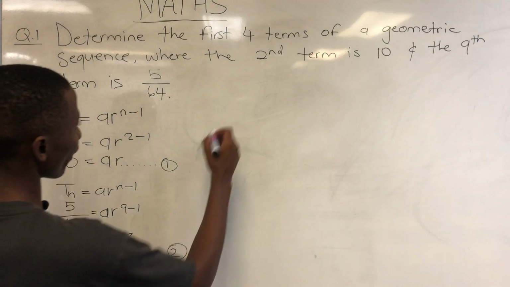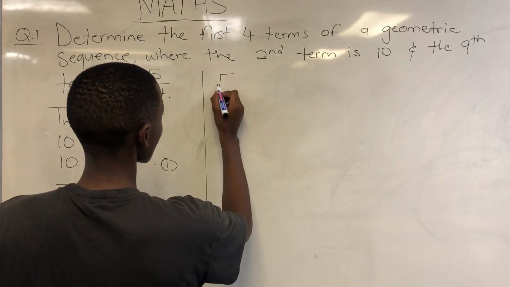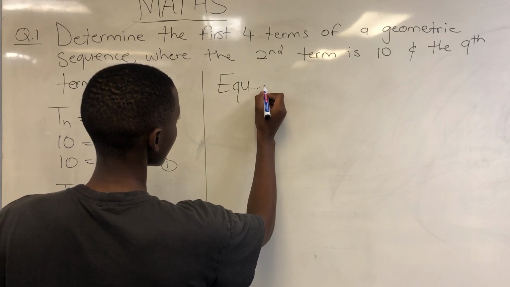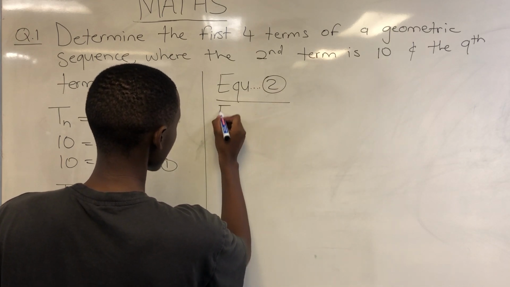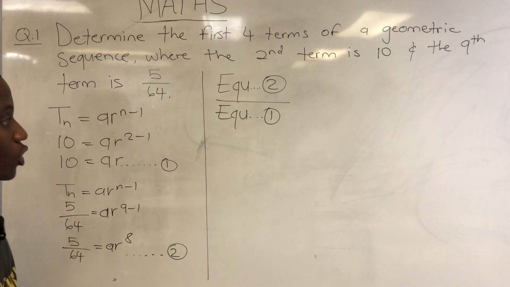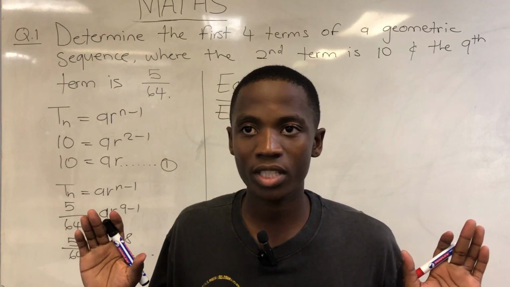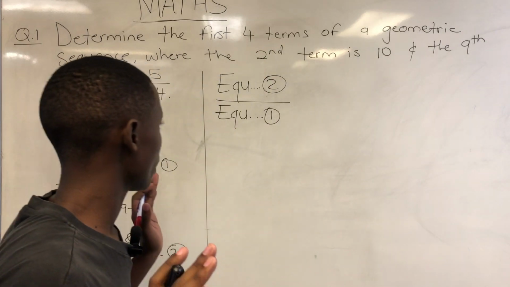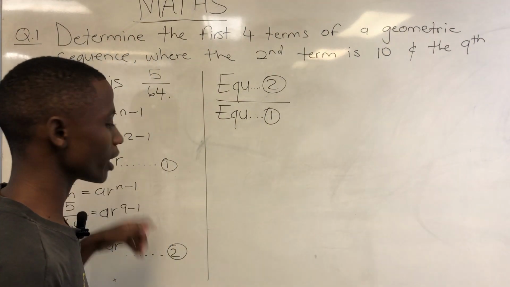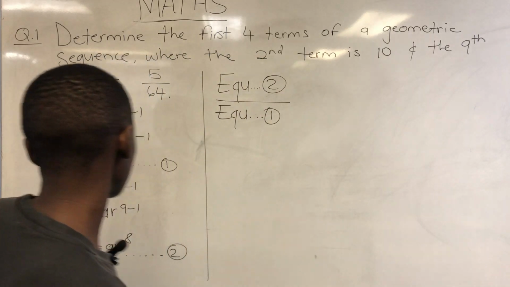So now, let's divide equation 2 by equation 1, so that you can find the value of R as well as A. Because if you find the value of R, we're done with everything, because we're just going to substitute in one of the equations just after we get R so that we can get A. After getting A, the first term, and we have R, we are going to multiply by that ratio to get the other terms. I hope you get it.